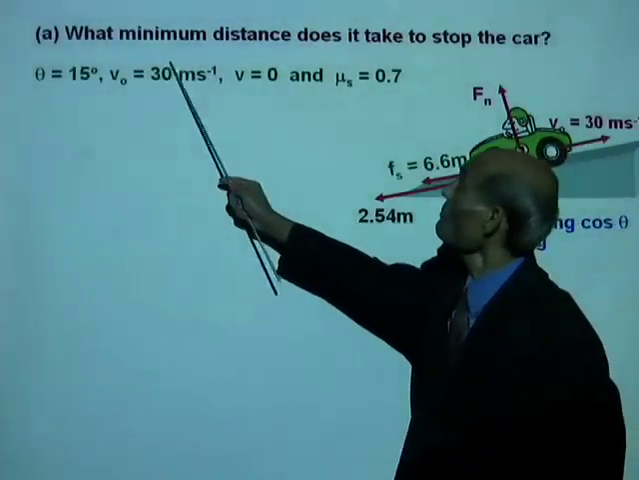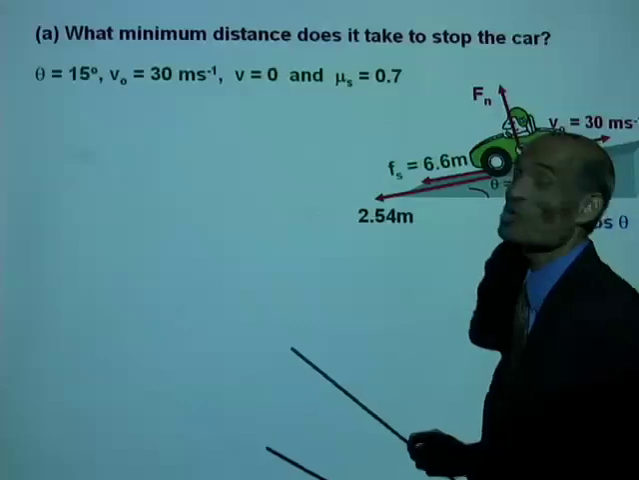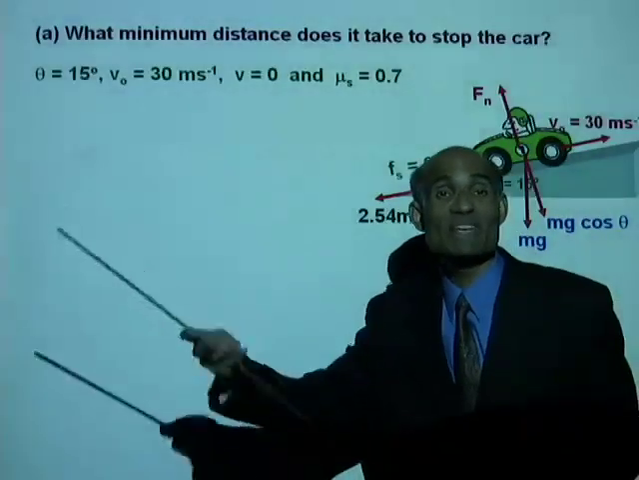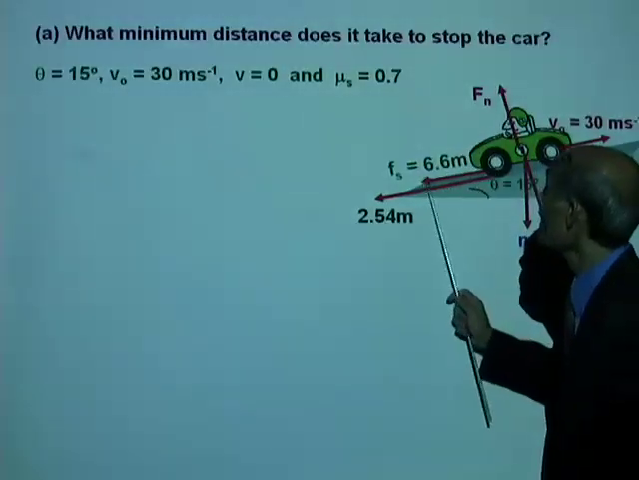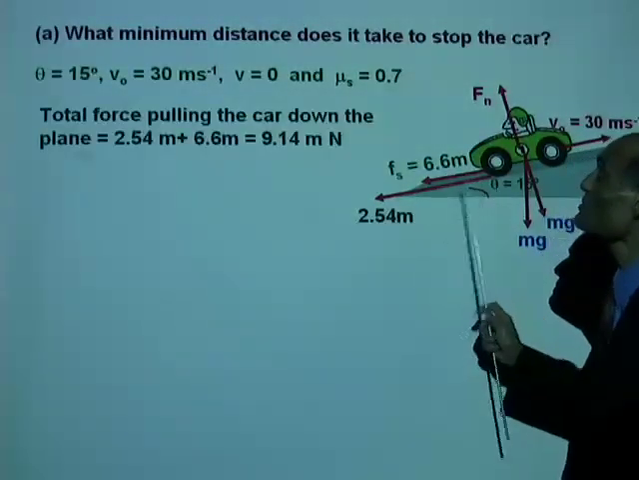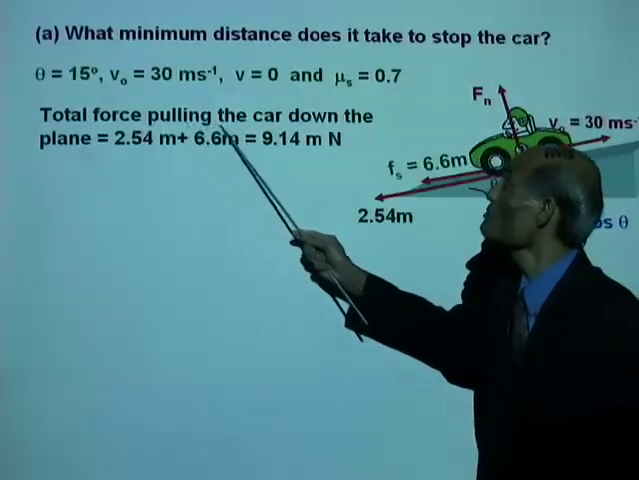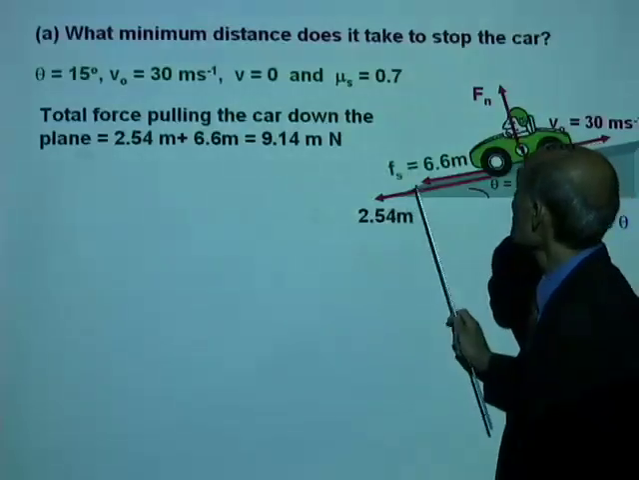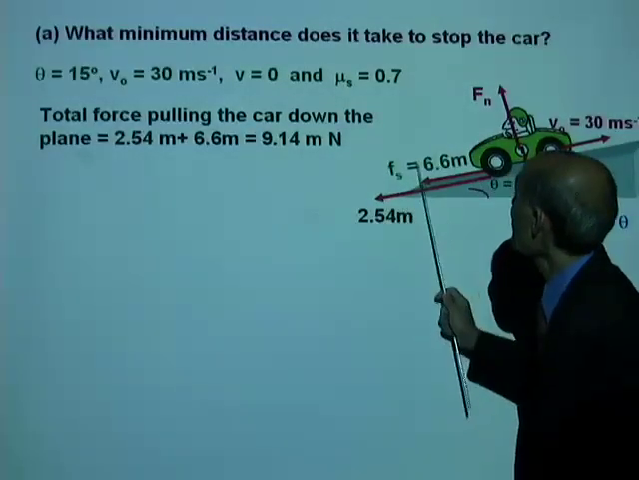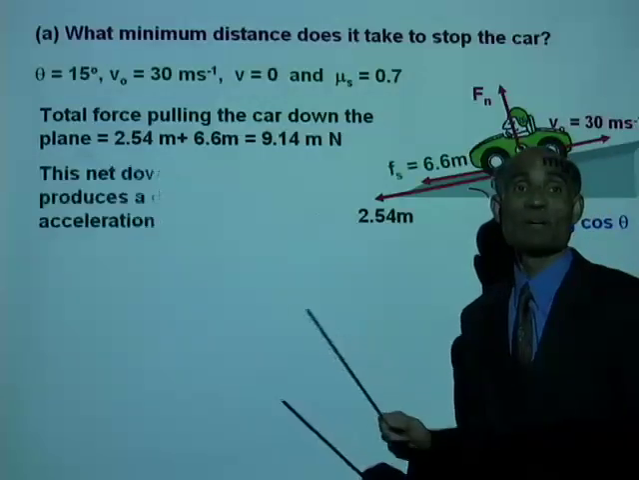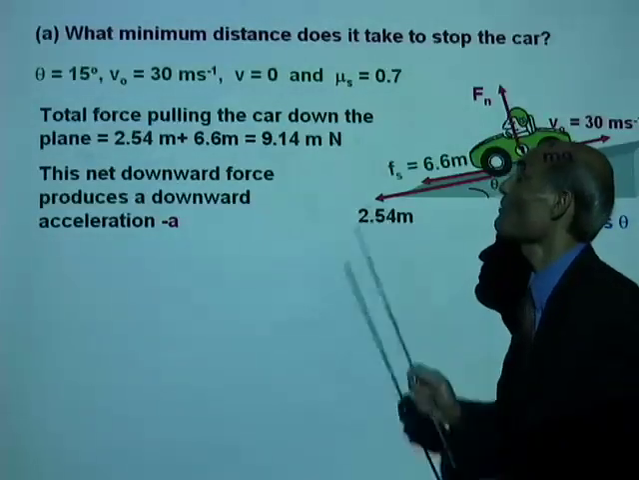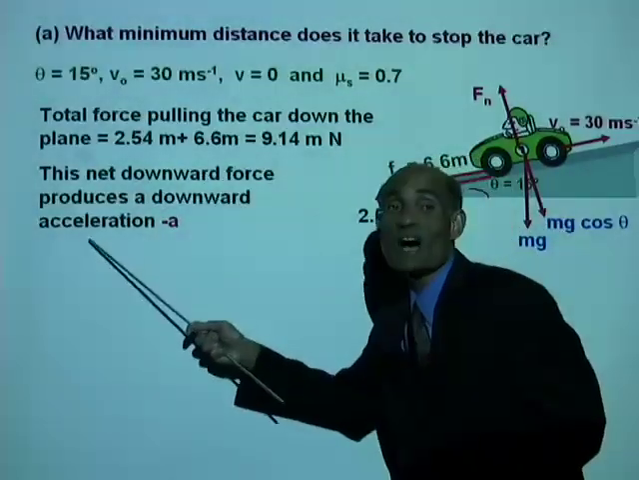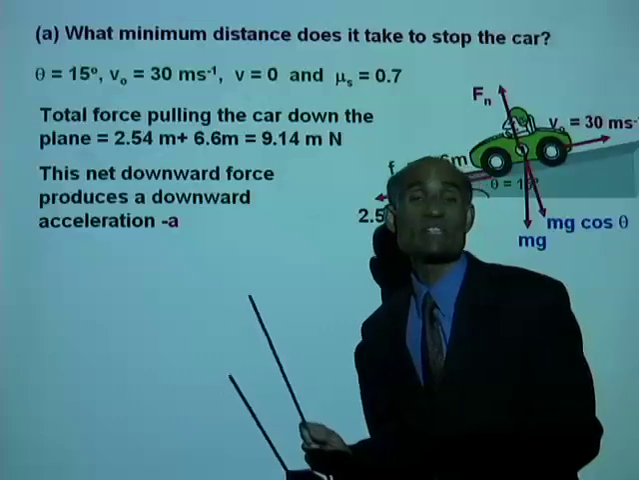Alright, now what minimum distance does it take to stop the car? We need to find the acceleration of the car using the net force. The net force on the car is the sum of these two forces. The total force pulling the car down the plane, trying to stop it, is 2.54 m plus 6.6 m. That will be 9.14 m. And this net force will produce a downward acceleration of negative a.